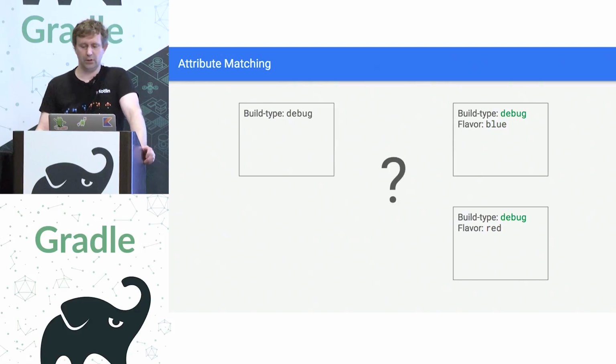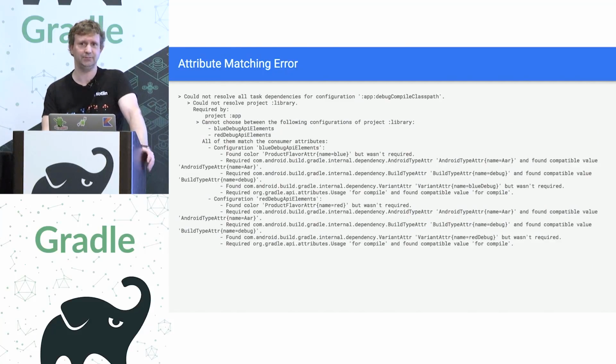So here's the example where it becomes a problem: if you have a flavor that you're not asking for, and here you have blue debug and red debug, which one should you choose? And so it's going to fail by default, and it's going to fail with something like that, which is awesome. It has a lot of information, but I see a lot of developers saying, hey, the build is broken, fix it. And they file bugs to us saying, look, it's broken.